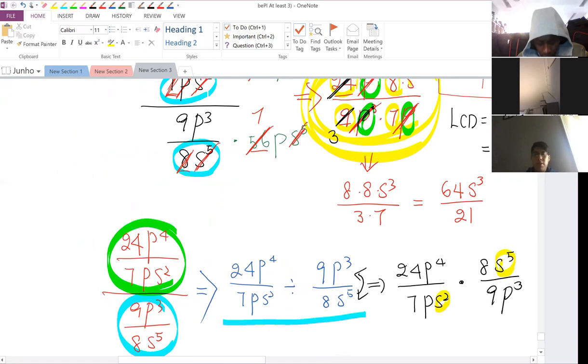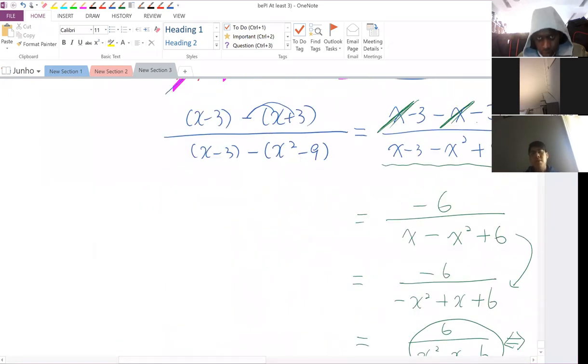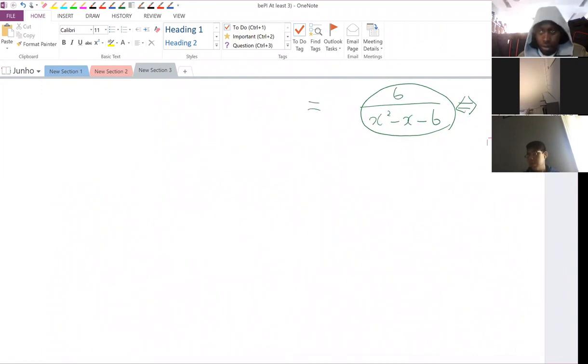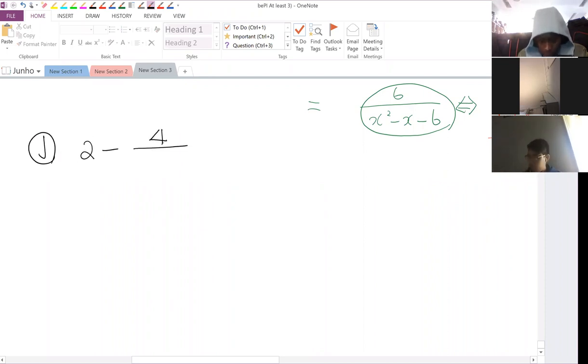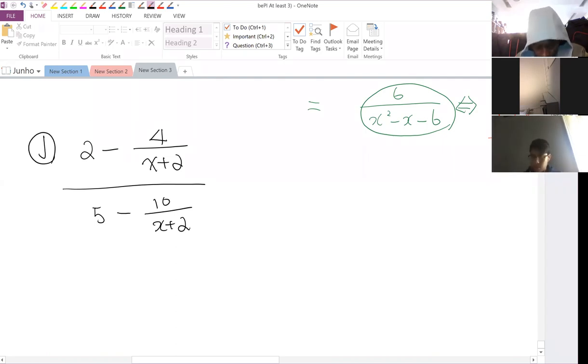The next question is J. So 2 minus 4 over x plus 2, over 5 minus 10 over x plus 2. Let me ask Santiago, can you find the LCD for us? Isn't it x plus 2? Great job. So x plus 2, they are the only denominator factor, so they will be the LCD.